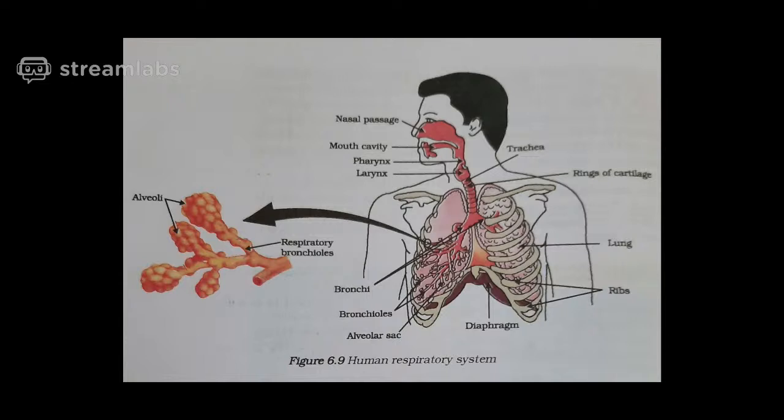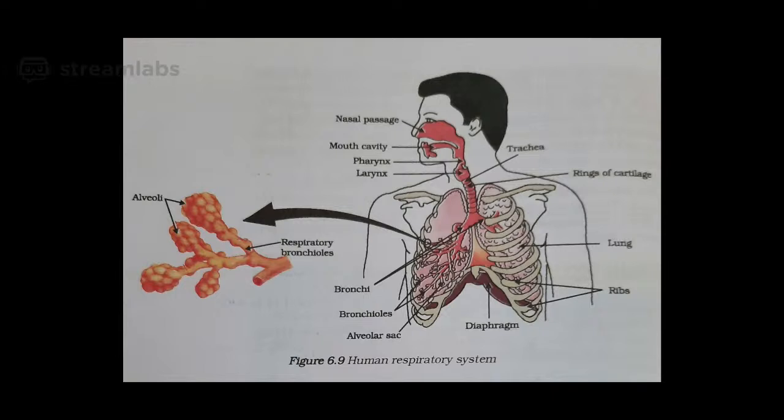But in human beings we have a respiratory system, that is a pair of lungs. So, you are seeing the picture. Human beings have a pair of lungs.